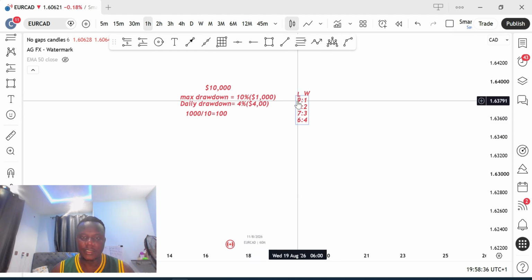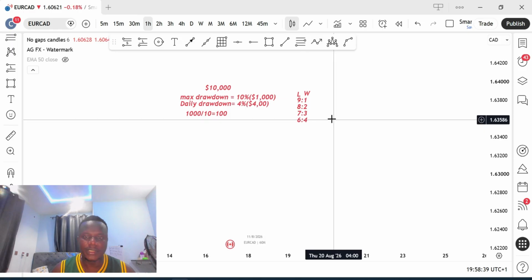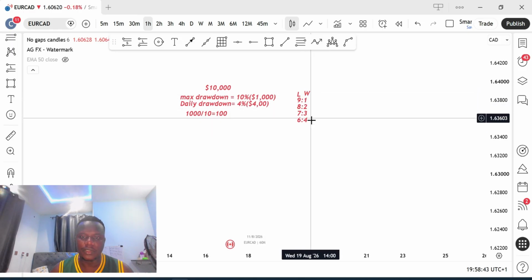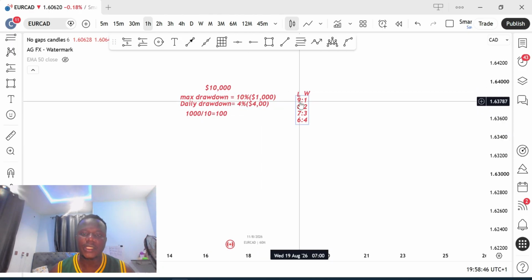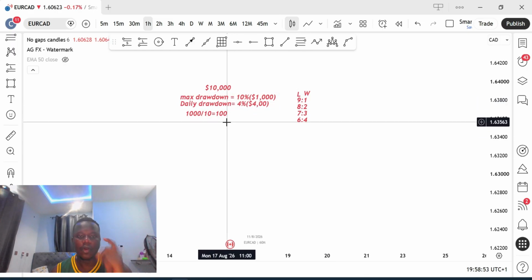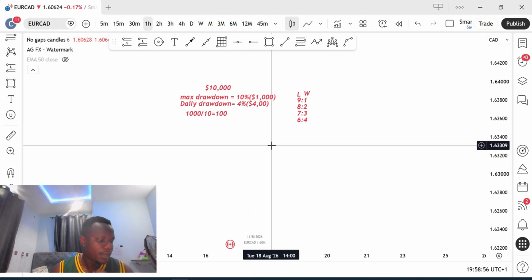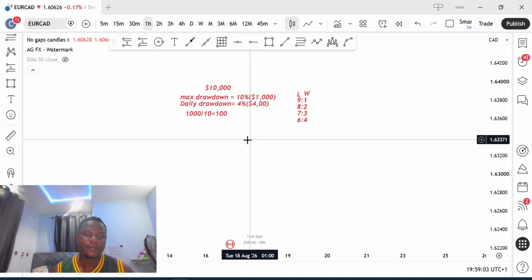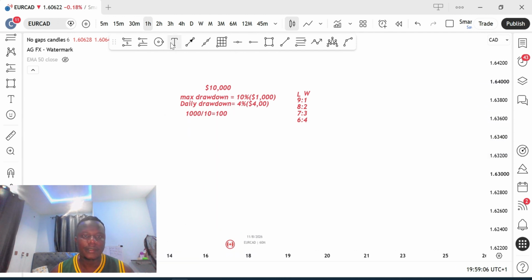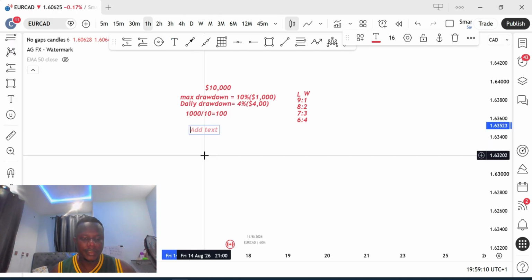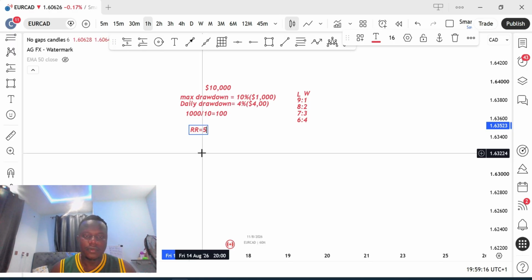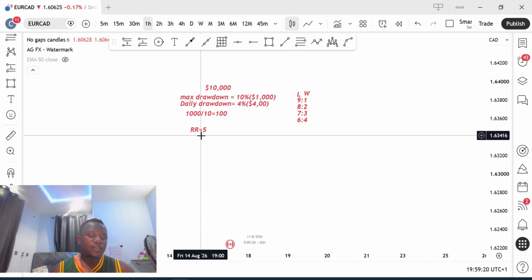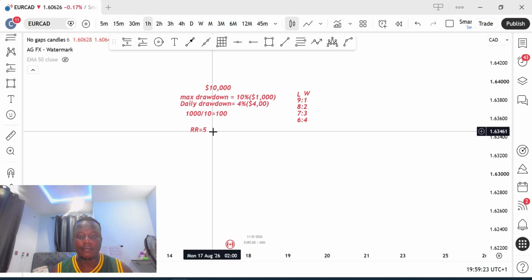So this 9, 8, 7, 6 represents the loss, while the W represents win, which is 1, 2, 3, and 4. So if you take 10 trades, if you lose 9 and win 1, are you going to be profitable, risking $100 per trade? Personally, I target a minimum of 1 to 5. My RR, which is risk to reward, is equal to 5. Let's say we target just 5 RR.